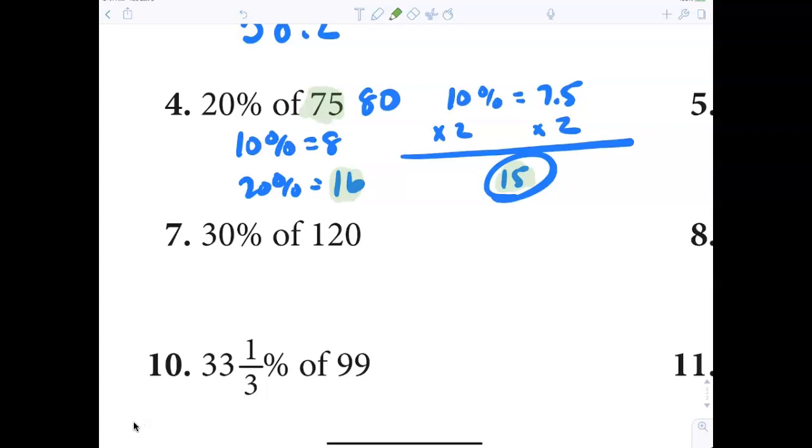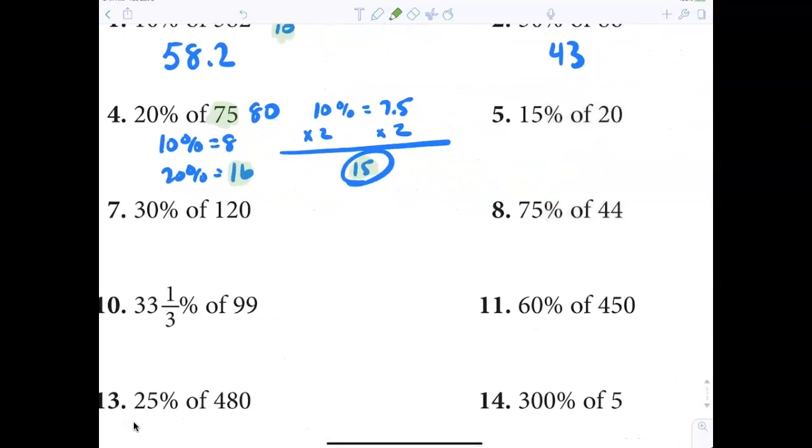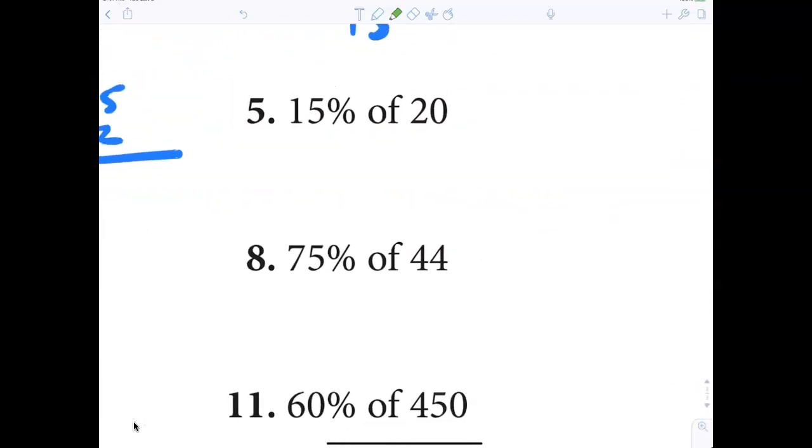Okay. So now let's take a look at number 5. All right. The reason 15% is important is because when you leave a tip, generally the standard is 15%. Don't you multiply by 0.15? Yeah, you can multiply by 0.15, but you can do the mental math also. What is 10%? 10.